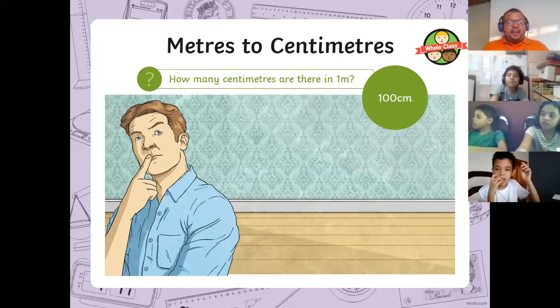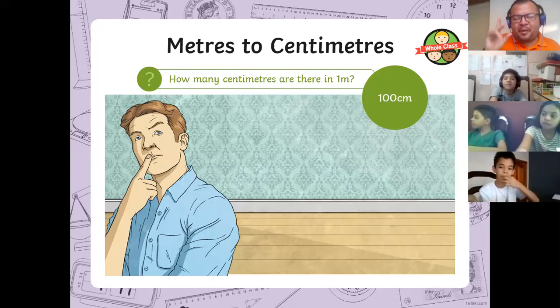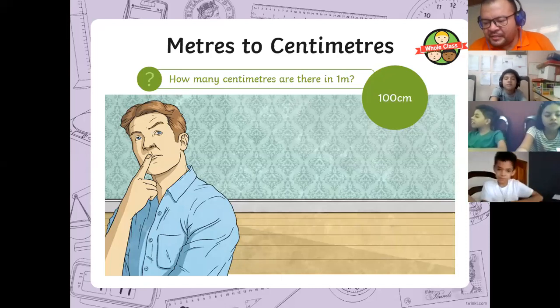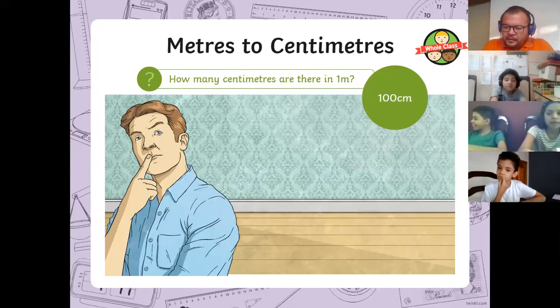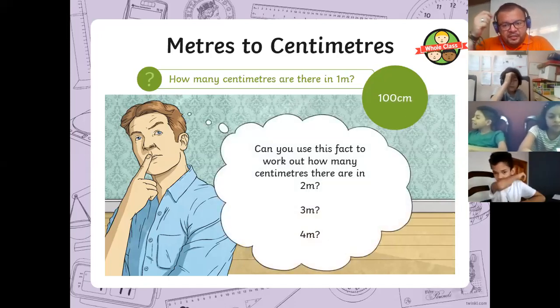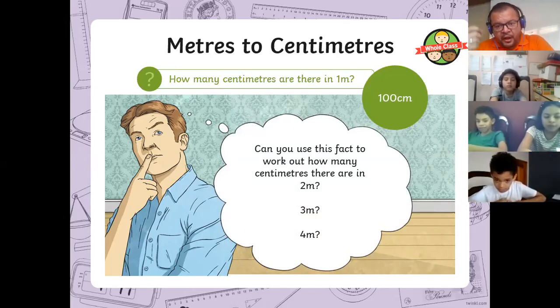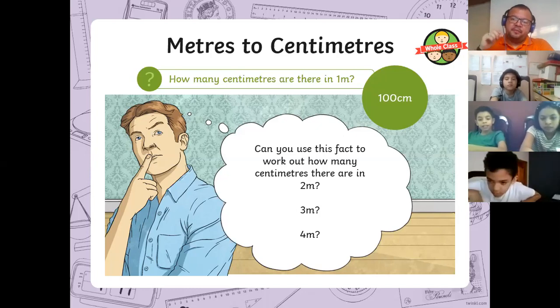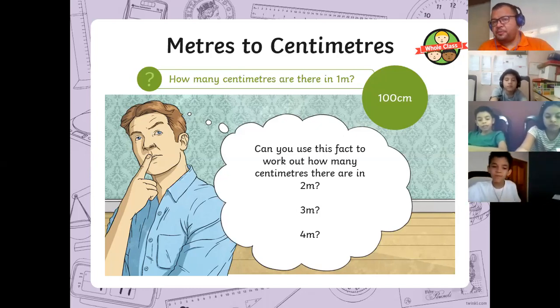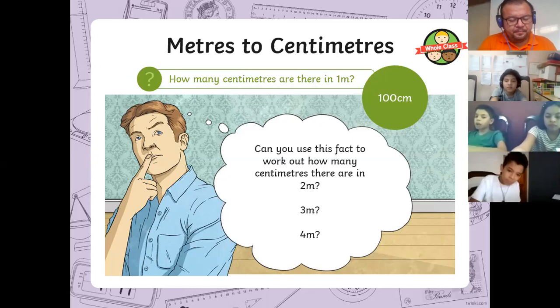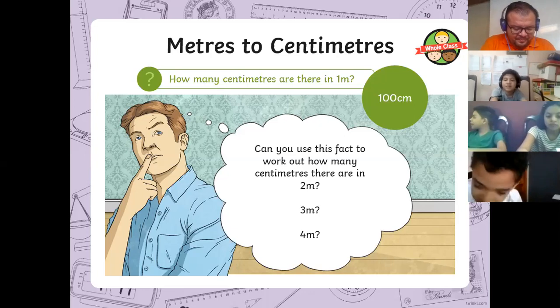Okay, how many centimeters are there in 1 meter? It's 100 centimeters. Okay, 100 centimeters in each meter. Can you use this fact to work out how many centimeters there are in 2 meters, 3 meters, 4 meters? 2 meters, 200 centimeters, 3 meters, 300 centimeters, and 4 meters, 400 centimeters.